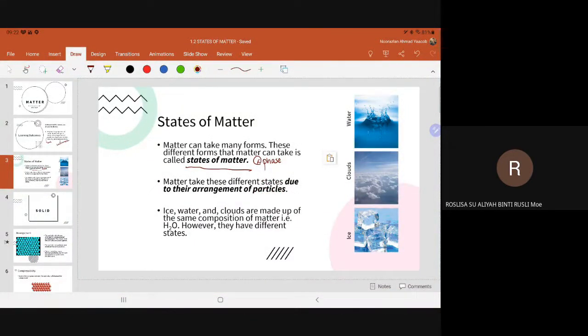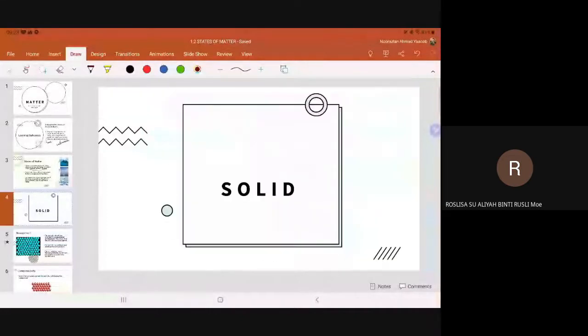Okay, when we say water, we always mean H2O in liquid form. So ice, water and clouds are all made up of the same composition of matter, which is H2O. However, they have different states. So here, this is water, liquid H2O. This is gaseous H2O, clouds. And then you have ice, which is solid H2O. They are all H2O. They are all compounds. They are all pure substances.